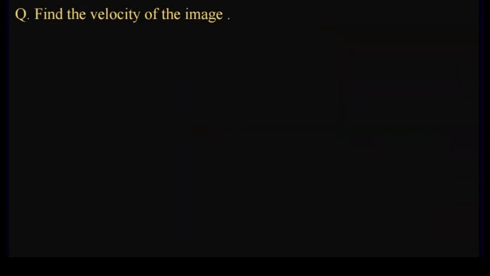Take this next problem. Here is the object. Now the object is moving like this with a velocity v0 equal to 2 centimeters per second. And the focal length is 20 centimeters and this distance is 30 centimeters.